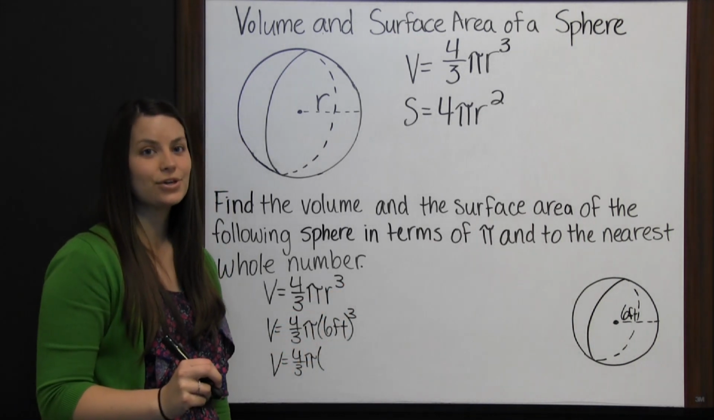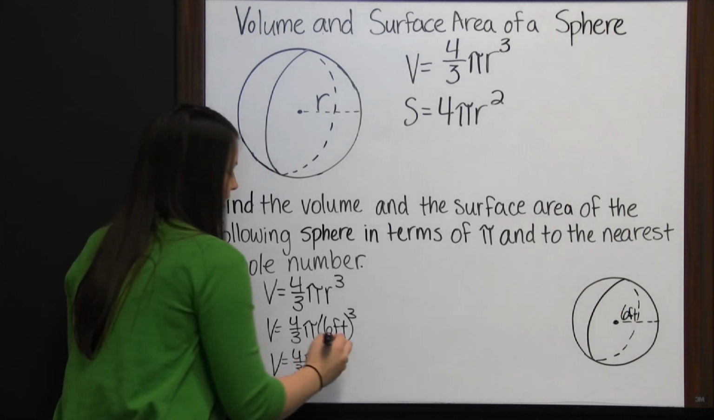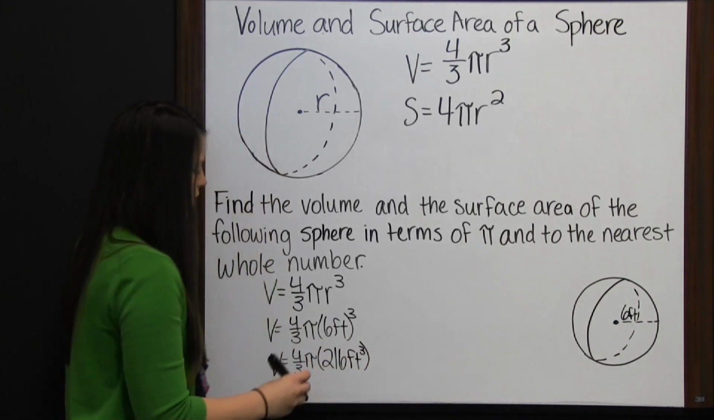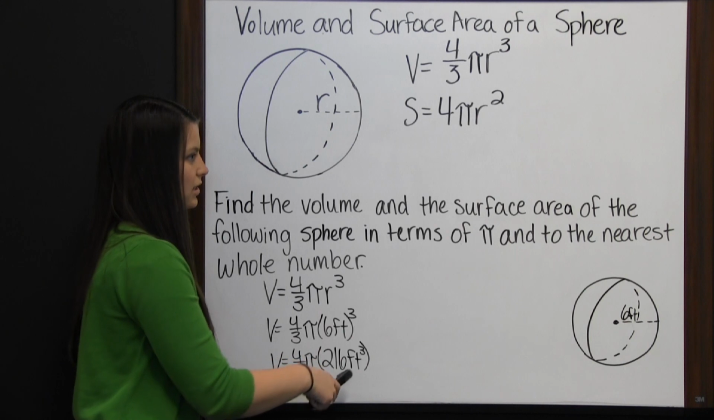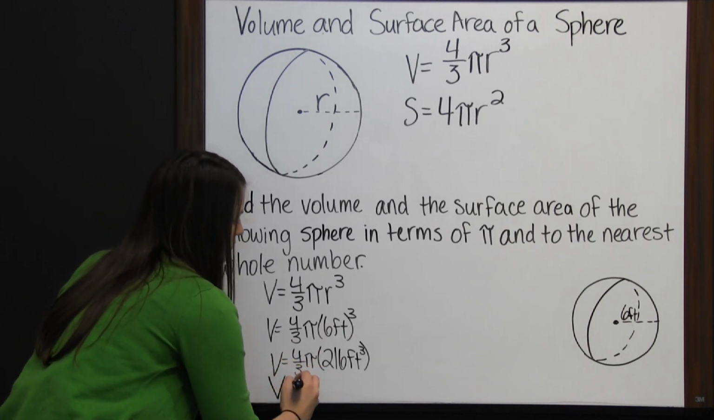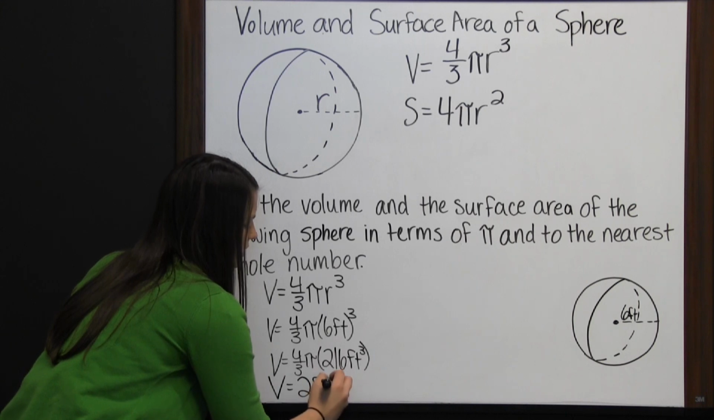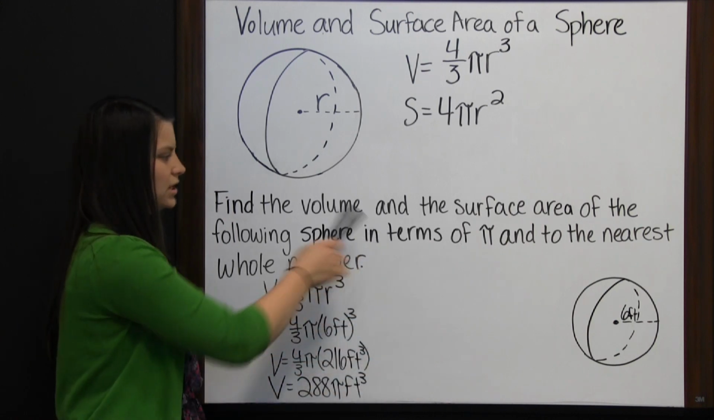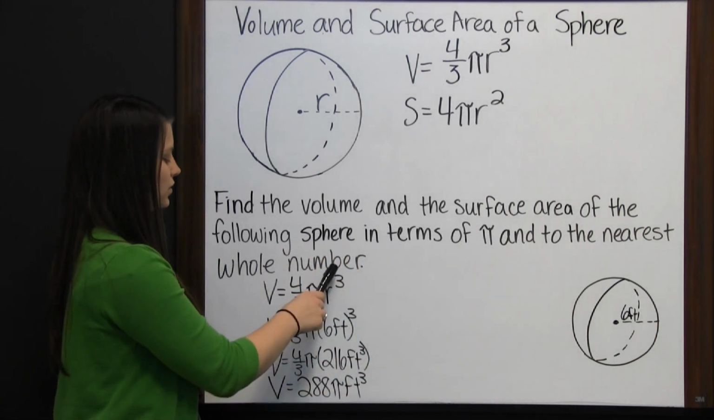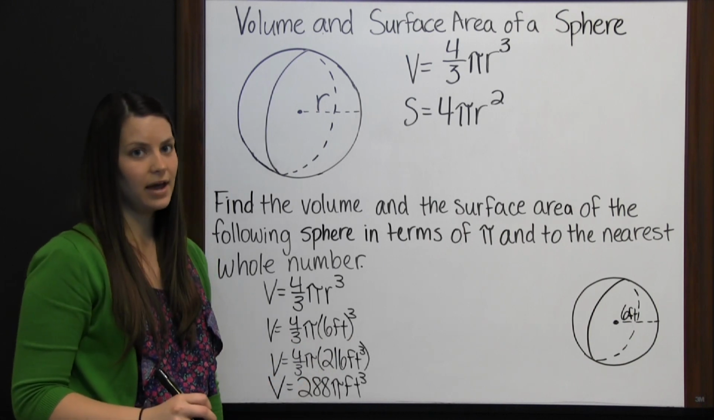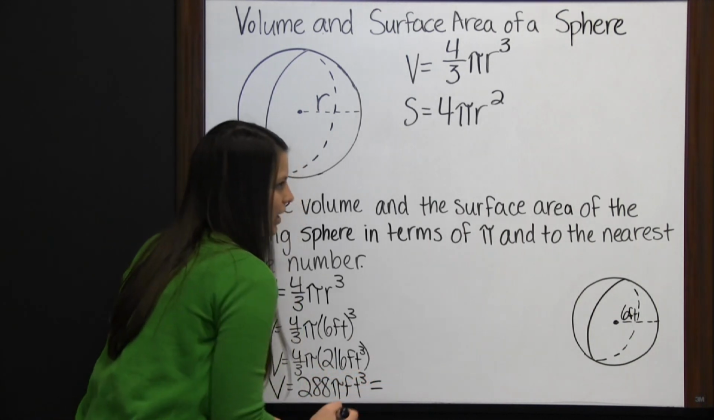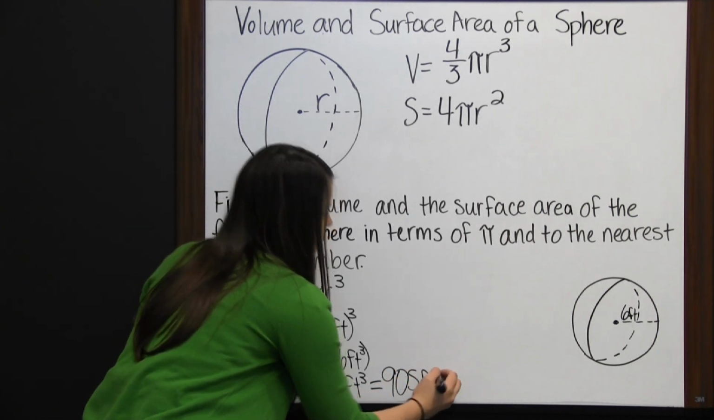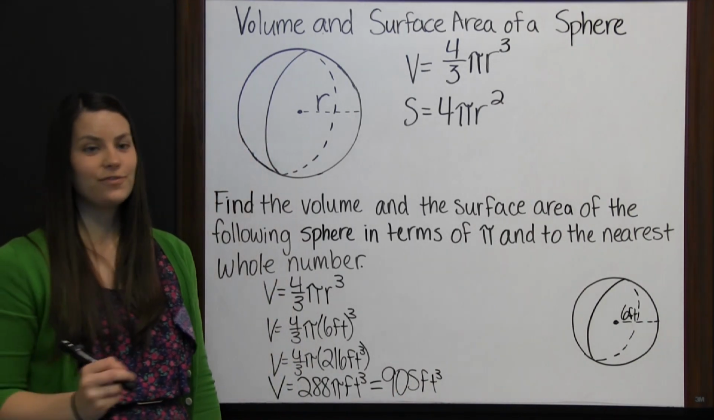6 times 6 is 36, times 6 is 216 feet cubed. 4/3 of 216 is 288. So the volume is 288 pi feet cubed. That's our answer in terms of pi. To find it to the nearest whole number, simply multiply times pi. And 288 times pi is 905 feet cubed.